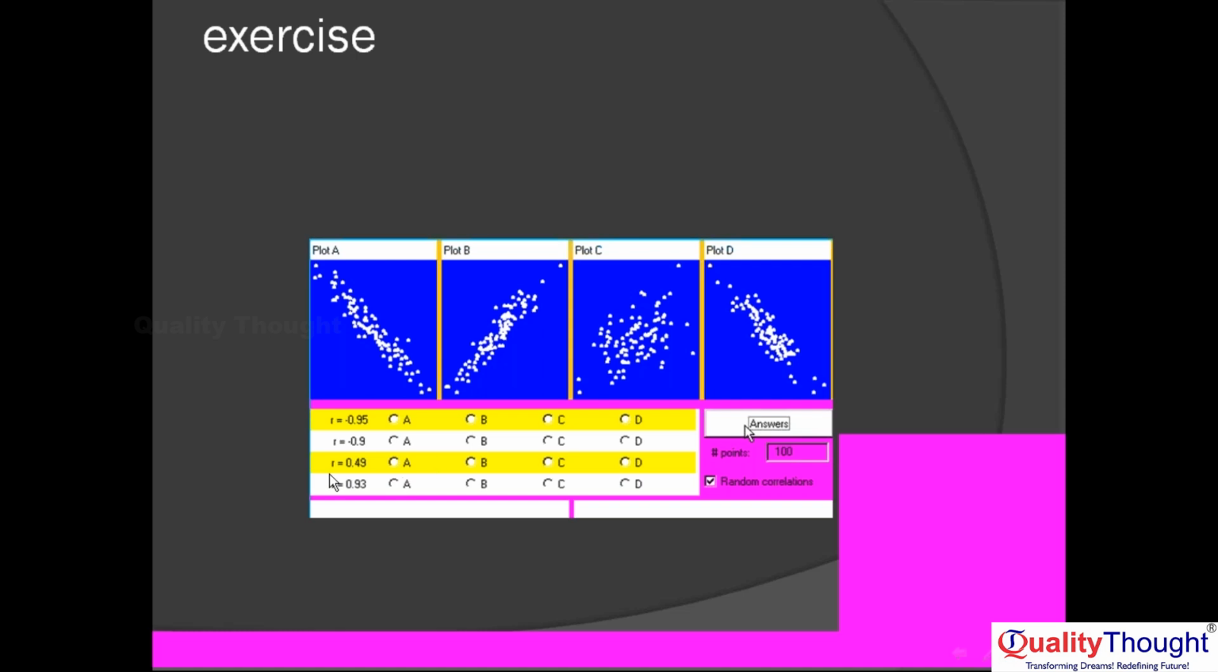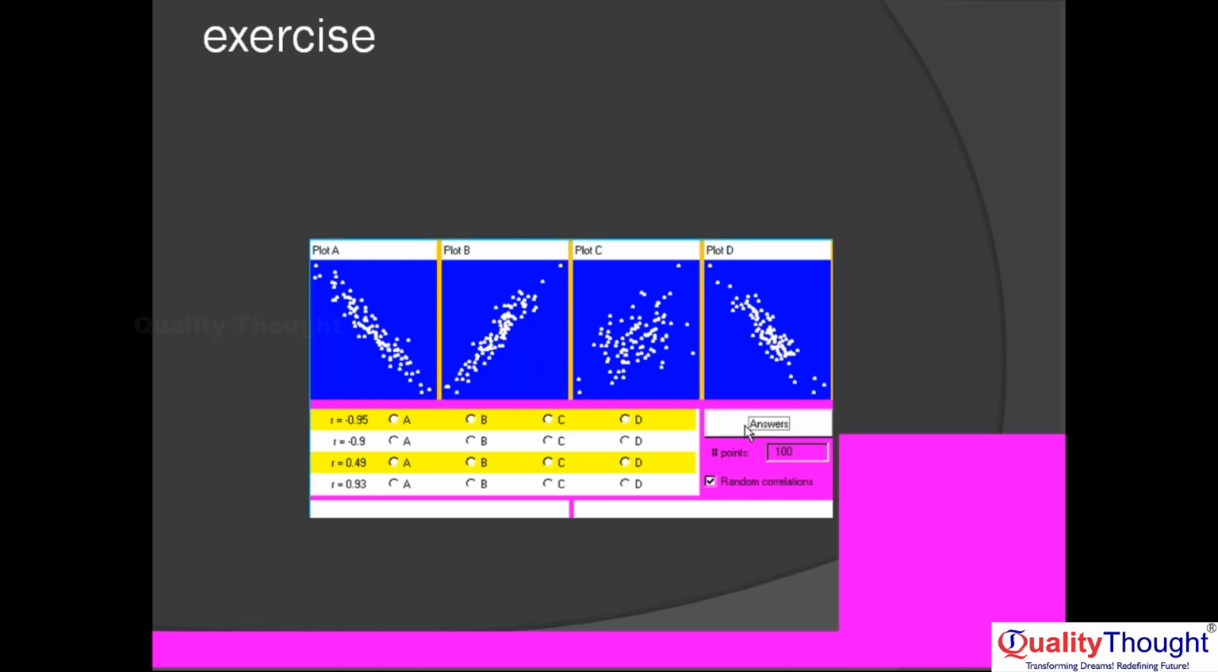Right. Okay. Now, can you please tell me again? I do have R is equal to 0.49. What is the answer? No, it is not C. Yeah, exactly, it is C. I'm sorry. See, R is equal to 0.49 represents plot C. Okay. R is equal to 0.93 represents plot B. So the answer is A D C B. A D C B. All of you understand this?